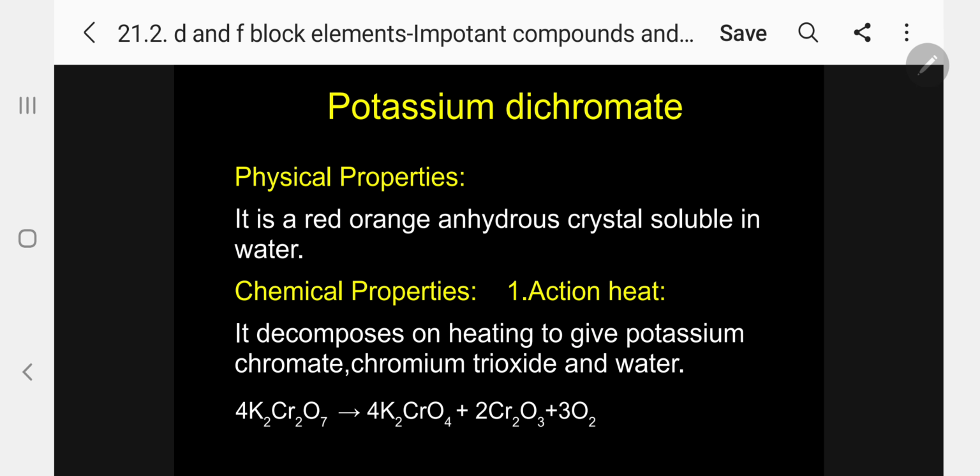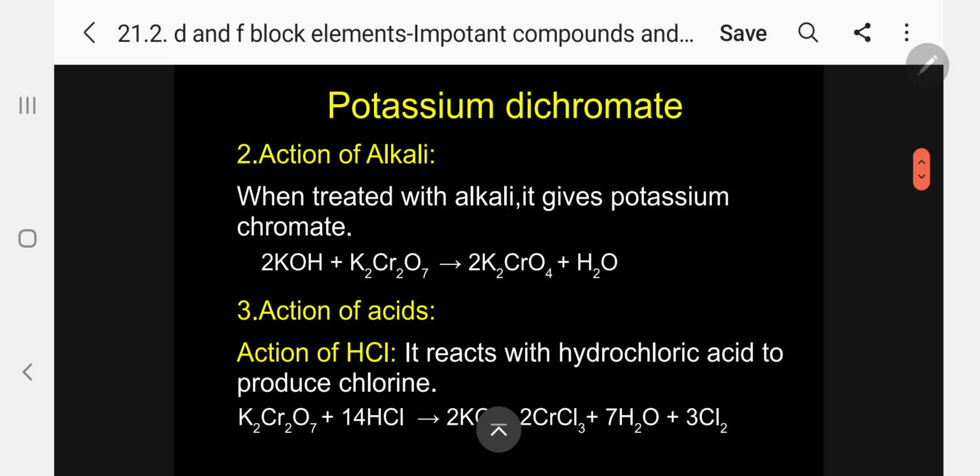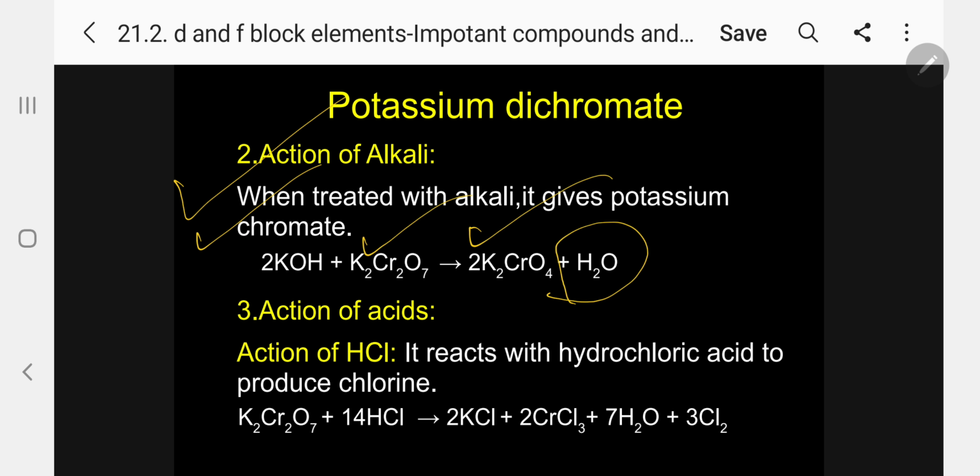Please follow. So, action of alkali base. When treated with alkali, it gives potassium chromate. We have seen this already. So dichromate will be converted into chromate and water. In acid medium, chromate will be converted into dichromate.